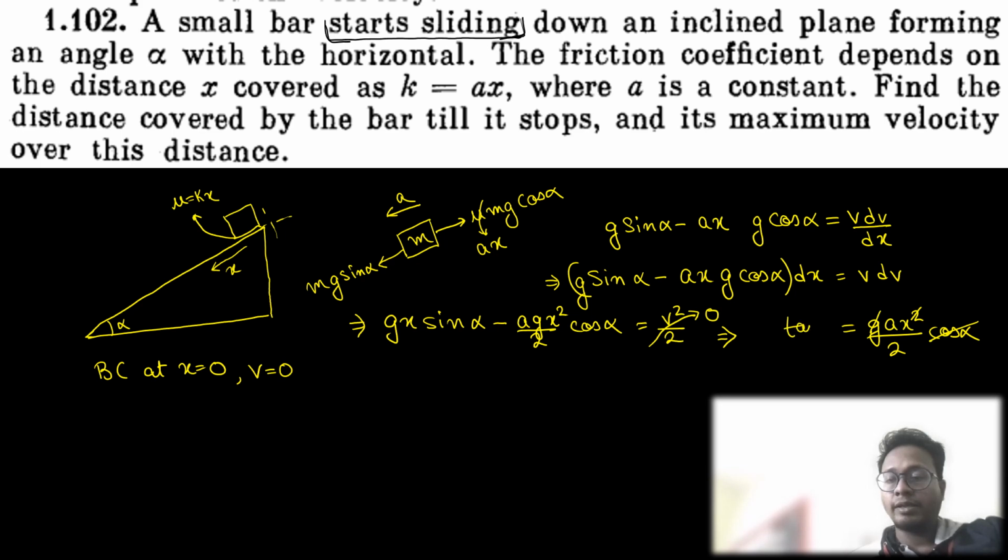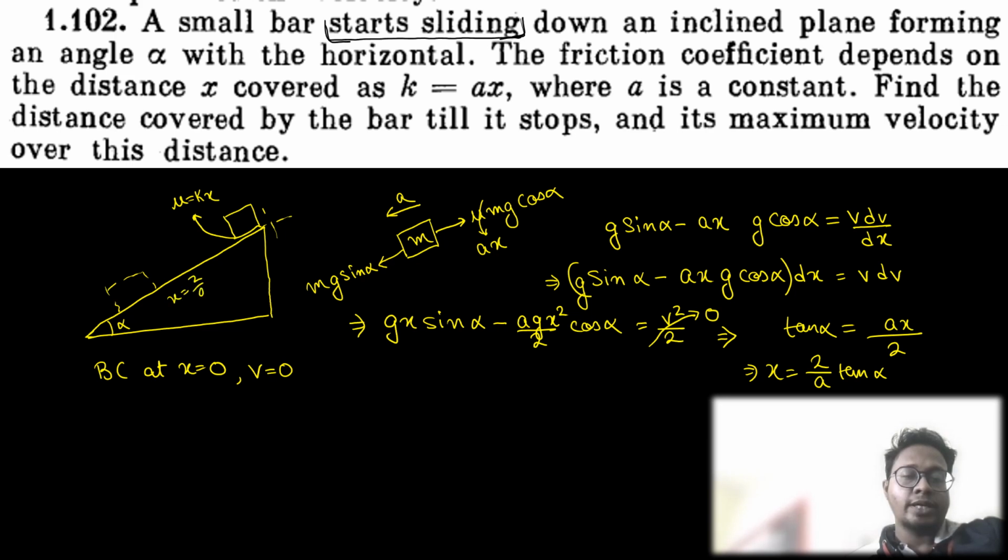Out here, tan alpha stays, g will get erased, x square will get erased, cos alpha will get erased. So x is equal to how much? x is equal to 2 by a tan alpha. Okay, so the distance at which the body will stop is 2 by a tan alpha, or x is equal to 2 by a tan alpha.